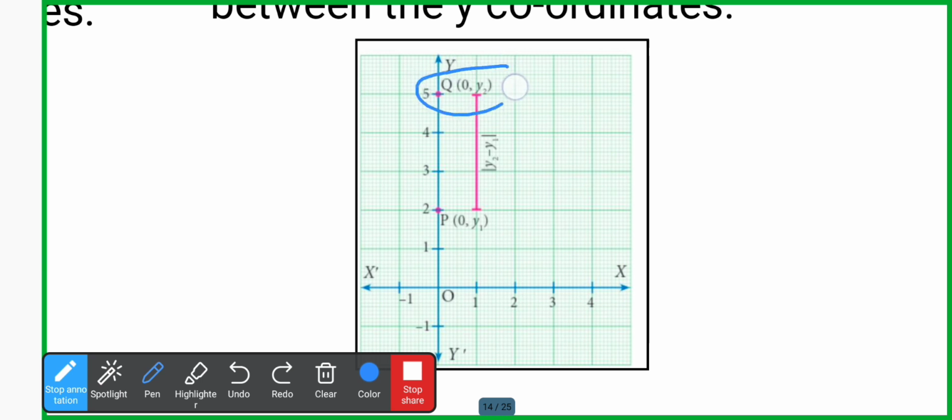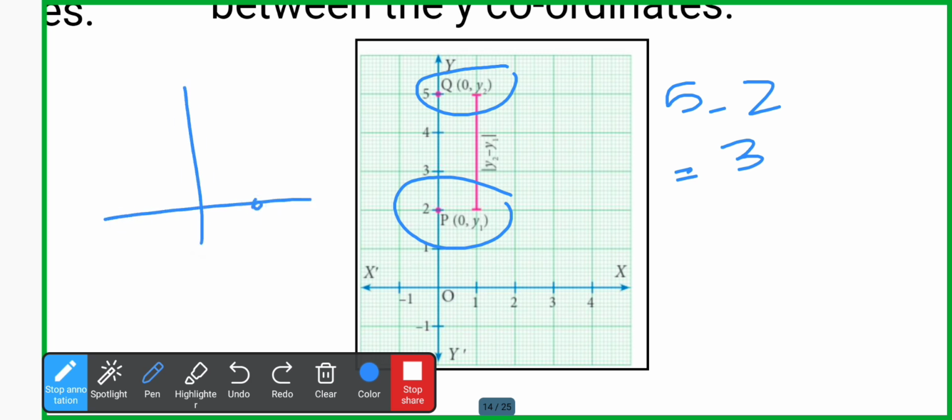Here it's 5, and the other y coordinate is 2. So simply you're going to subtract 2 from 5. So you'll get 5 minus 2, that is equal to 3, right? And as I told you before, if a point lies on the x-axis, its coordinate would be (x, 0), and if a point lies on the y-axis, it is (0, y).